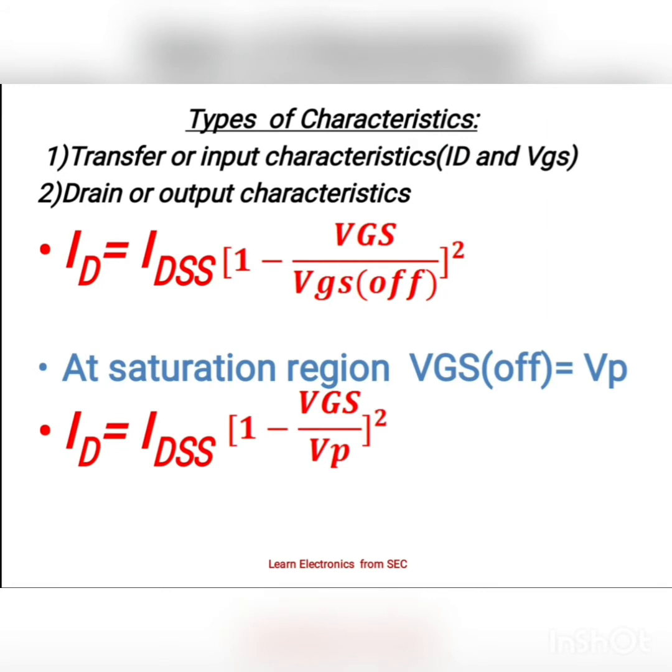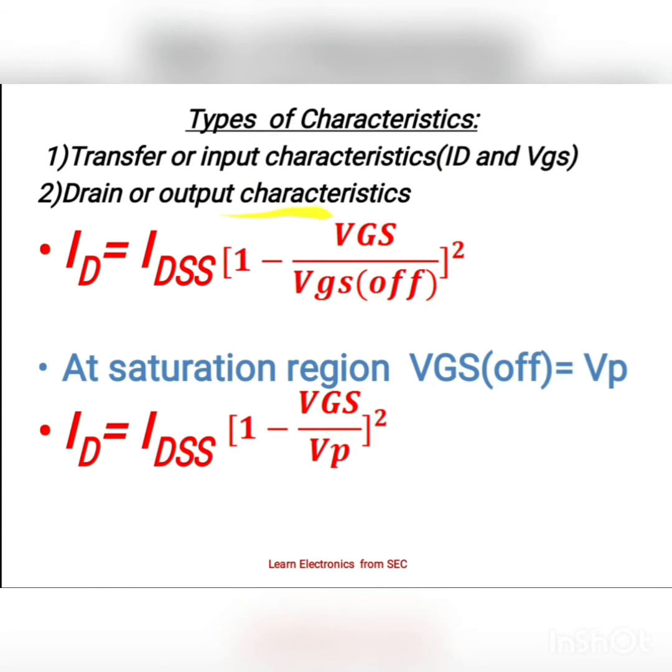VGS is the input side and ID is the output side in the circuit. So only it is called as transfer characteristics. Then comes drain characteristics. In drain characteristics, two parameters are taken at the output side only. So only it is called as output characteristics.